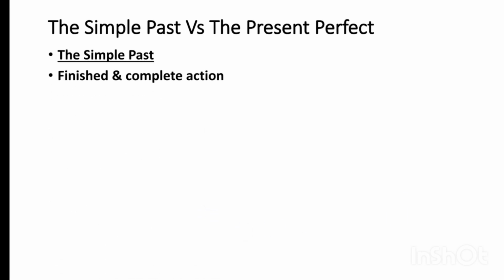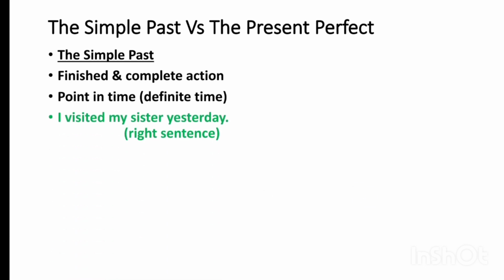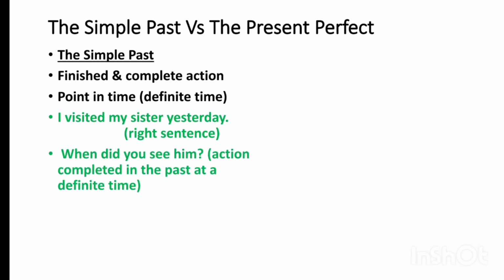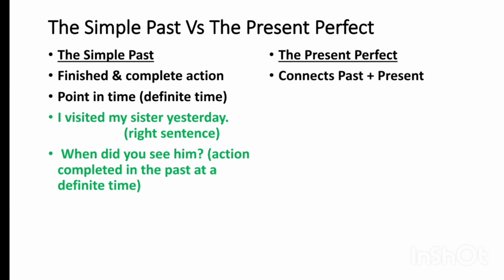Now we come to the topic. The topic is the simple past versus the present perfect. And here if you watch this lecture carefully, you will have no confusion at all. And the difference between the simple past and the present perfect will be very much clear to you. So look here, the simple past. Simple past is finished and complete action, that you already know.